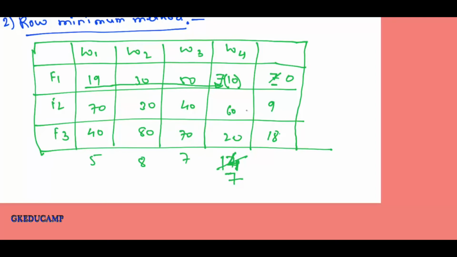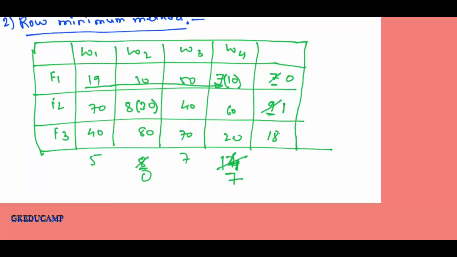Here you have which one is the minimum, 30 and 40. So in 30 you have to allocate. So here you have 8 and here you have 9. So allocate 8 to the 30. 8.